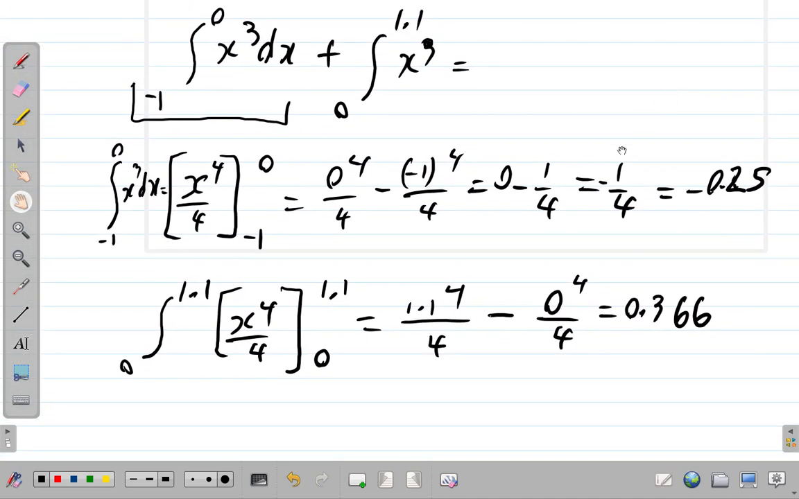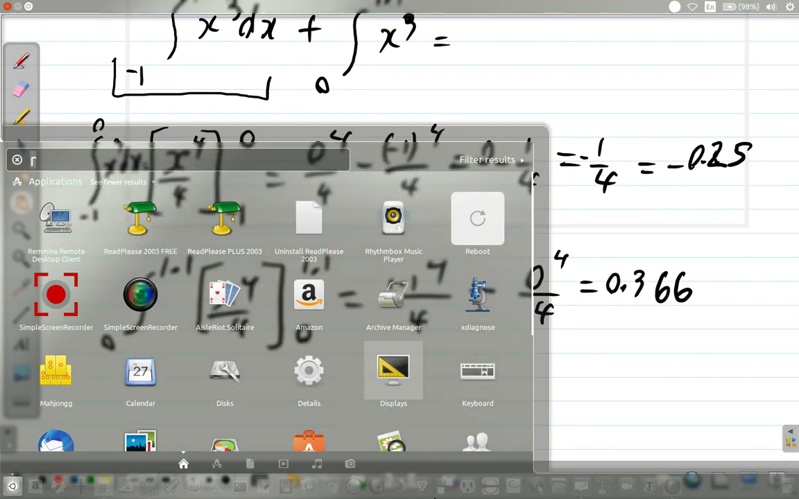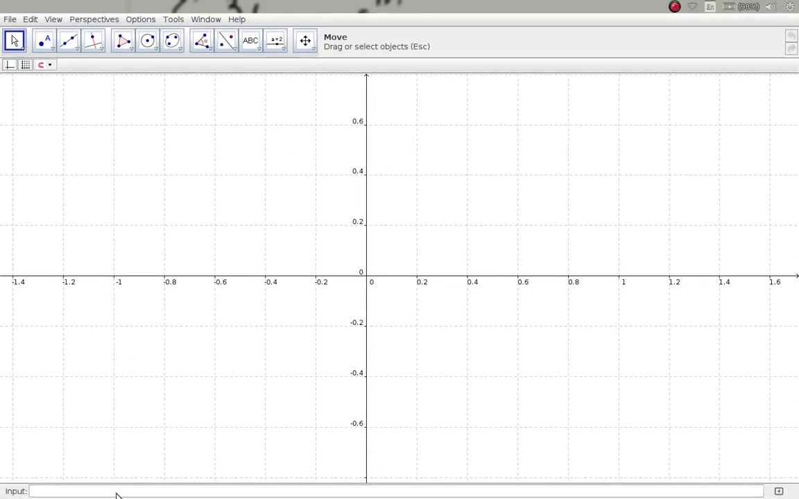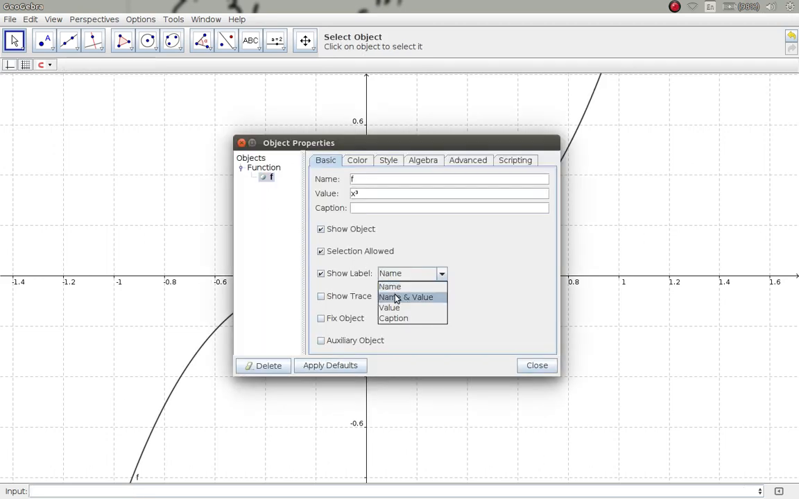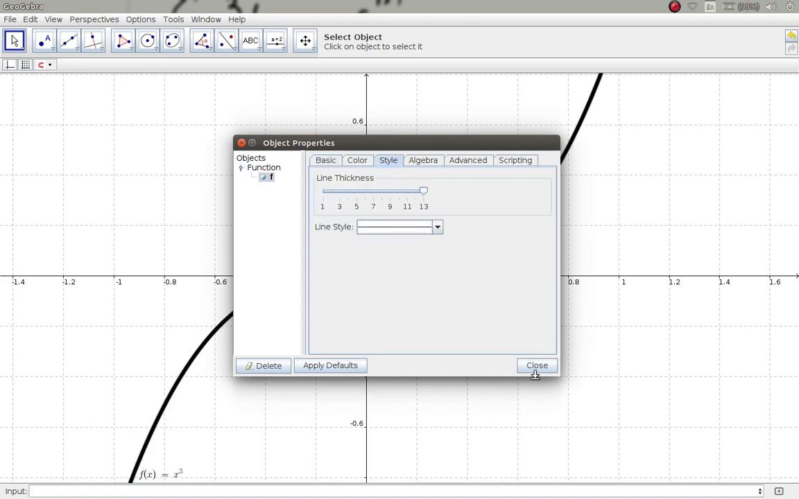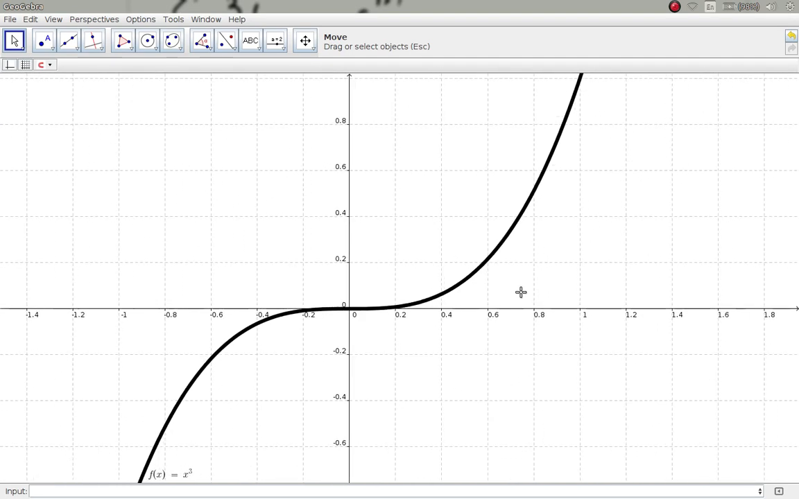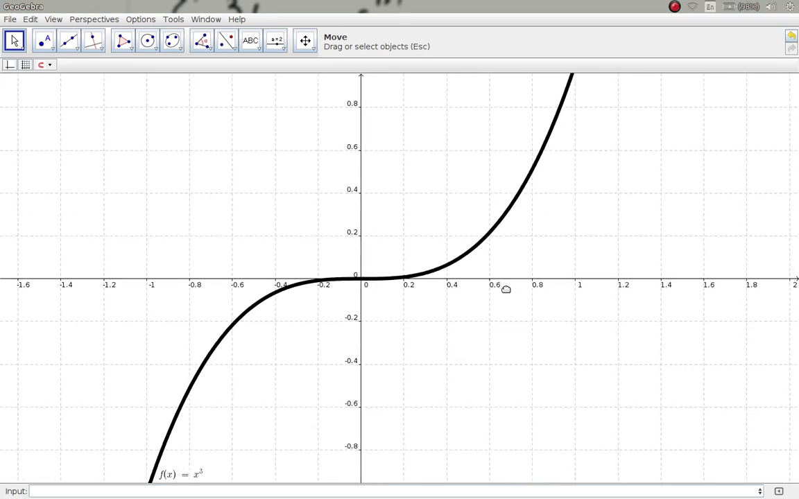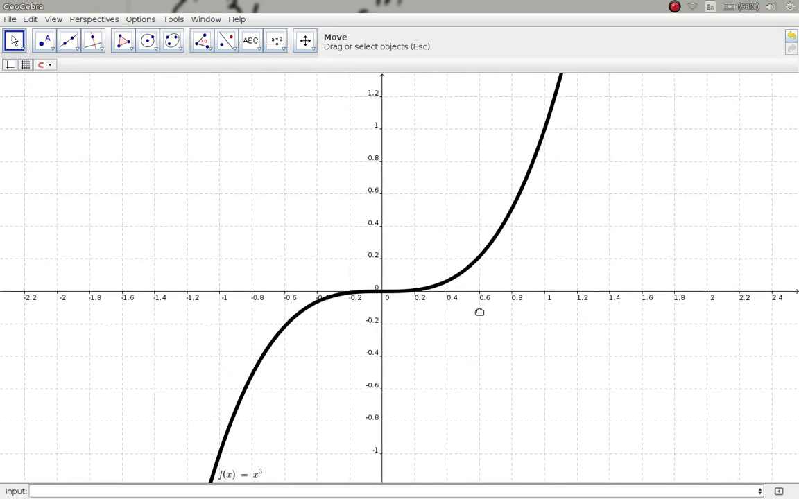But the thing is this now. These would represent areas. Let us look at the graph of this function. And we're looking from -1 to 1.1. We are looking at x raised to the power of 3. That's the curve. Let's adjust the curve a bit. I want to make it thicker so that you can see it more easily. And what we're really doing, let me zoom out a bit. We want to see the entire part of the graph that we're interested in. Okay, good.